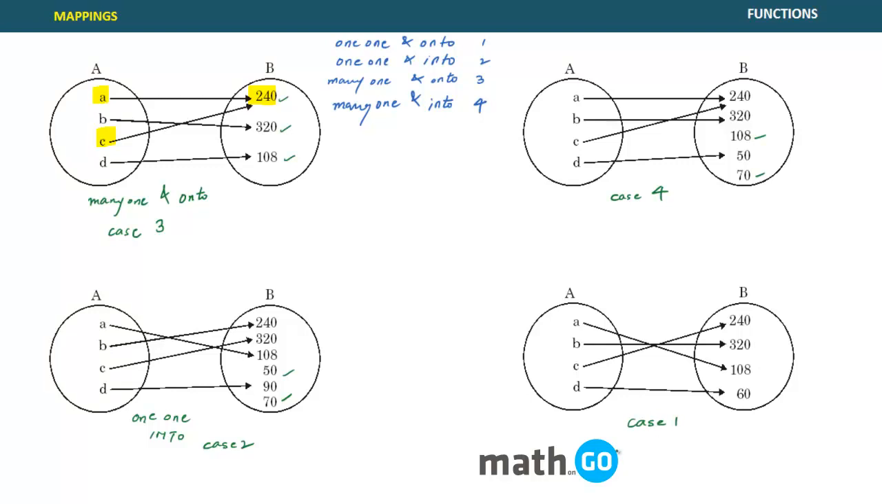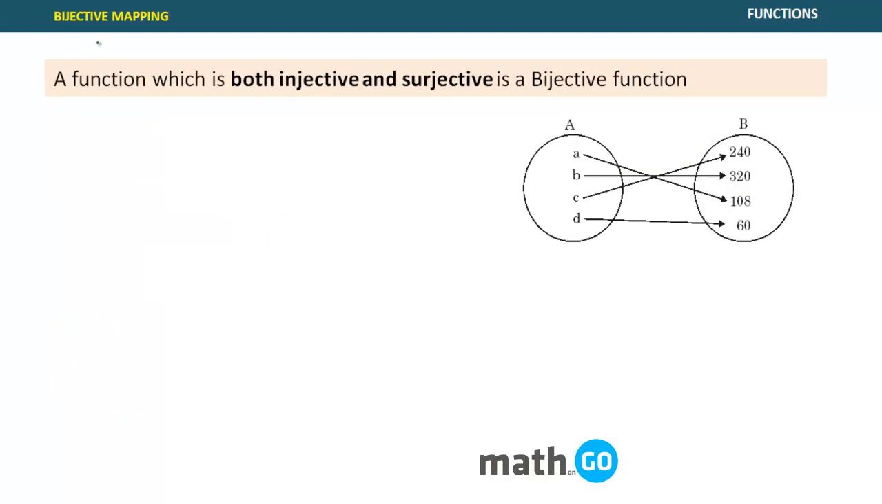Yes, this is case 1, which is a case of 1-1 and it is also onto. I hope these things are clear now with the help of the diagram. The third type of mapping is the bijective mapping, which says a bijective function or a bijective mapping is possible only when the function is both, as written on your screen, injective as well as surjective.